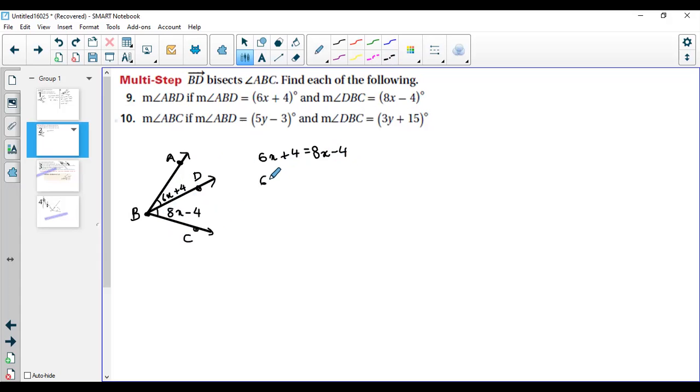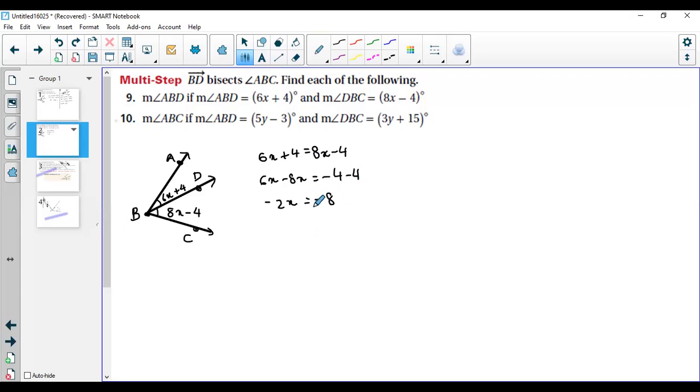So let's find the value of x first. So 6x minus 8x equals negative 4 plus 4, which is going to be negative 2x is equal to, so this is not going to be negative, it's going to be negative 4 because it's plus 4 on the other side. So it's going to be negative 4, negative 4.